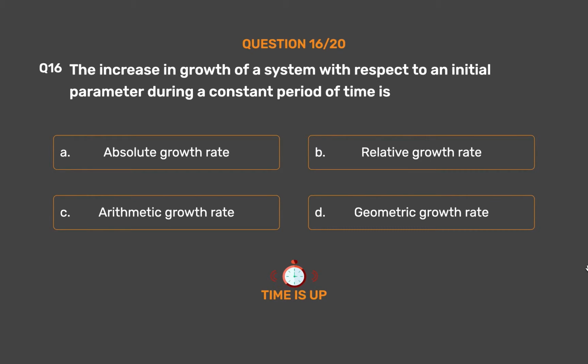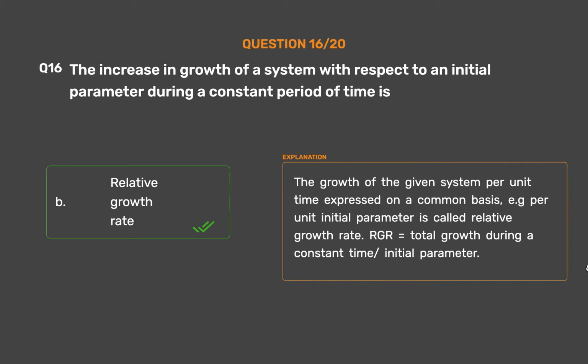The correct answer is Option B. Relative growth rate. The growth of the given system per unit time expressed on a common basis, for example per unit initial parameter, is called relative growth rate. RGR equals total growth during a constant time divided by the initial parameter.